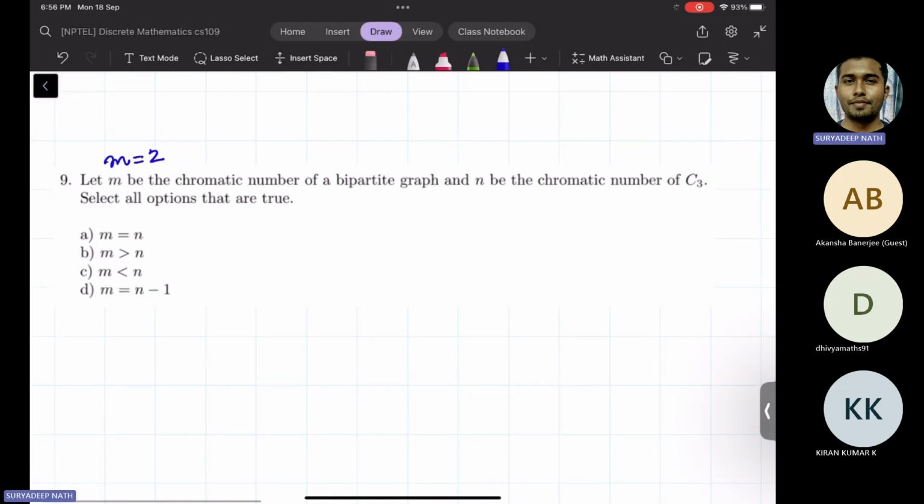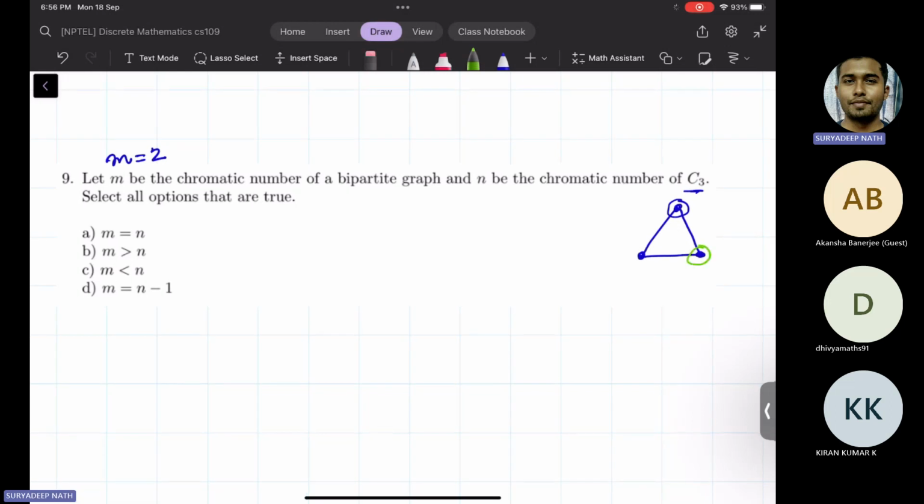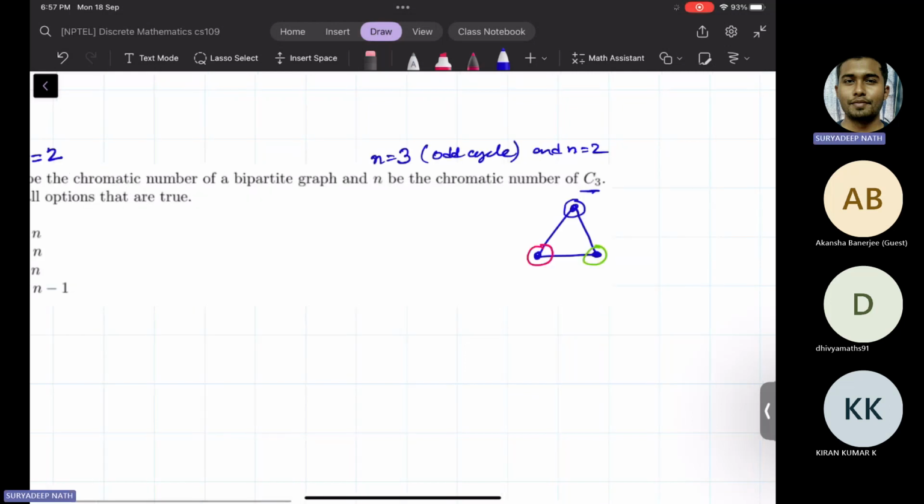Now, what is the chromatic number of C3? So C3 is basically a cycle with 3 elements. So how many colors do I need to color them? If I color one with blue, another with green, I'll have to pick a different color for the third. So since it is an odd cycle, we'll have 3. So an odd cycle has chromatic number 3 and an even cycle has chromatic number 2. So N equal to 3.